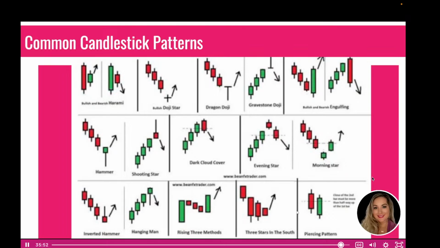We will give you a PDF that you guys can download. I highly suggest that you print out the PDF and attach it to your computer or to wherever you trade, just to have it as a reference while you are still learning these patterns.